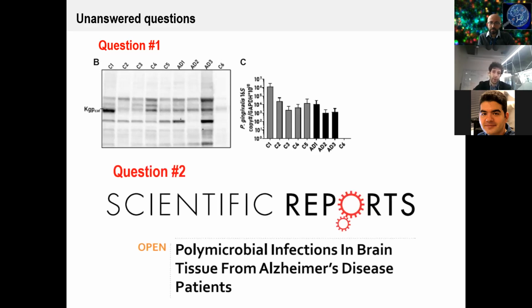The second question is that along with P. gingivalis, other bacteria were identified in brains of patients with Alzheimer's disease. The thing is that Dominy originally discovered P. gingivalis in the early 2000s, but since then, hundreds of papers have appeared showing the presence of other bacteria, predominantly E. coli or Borrelia and some other bugs, as I mentioned before.